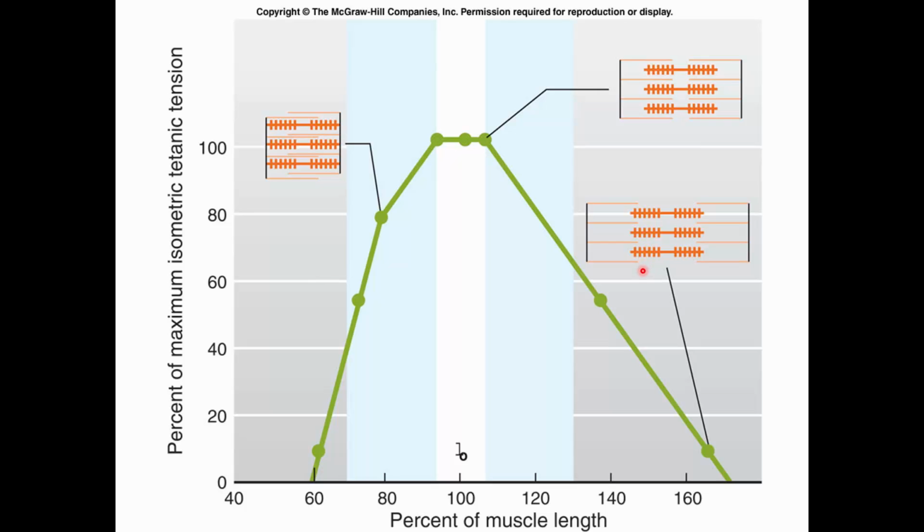You've stretched it so much there's hardly any overlap between actin and myosin. It's really hard for myosin to attach onto actin. It's really hard to get that contraction going, and then your tension drops. So we want to live in the sweet spot of the right amount of overlap so we can get a nice contraction. So this is the length tension curve.